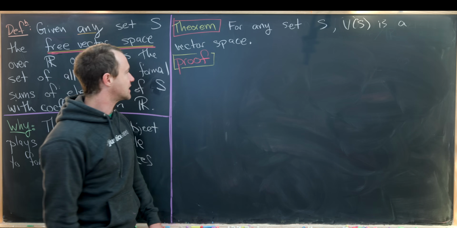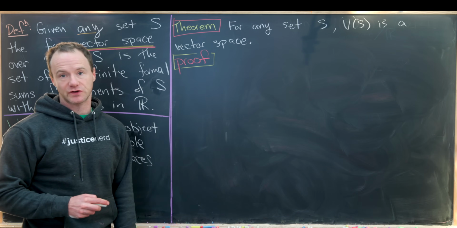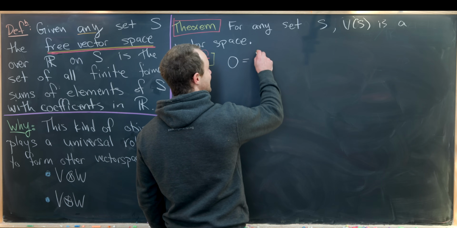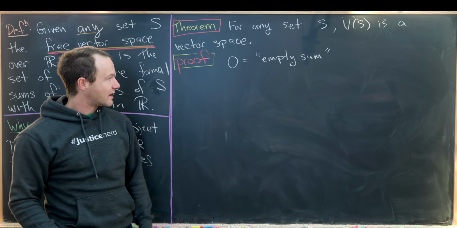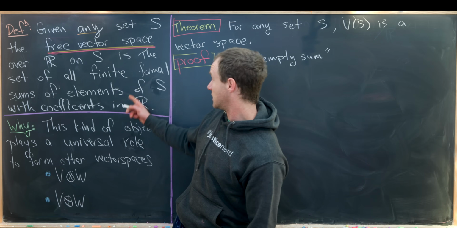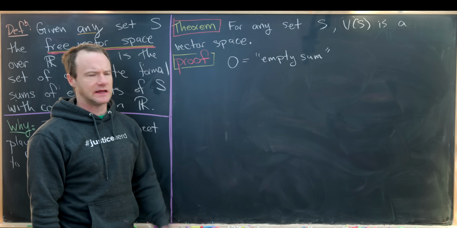Okay, so let's maybe get going here. So what is the zero element? Maybe that's our first question. And the zero vector here will just be the empty sum. So what do I mean by the empty sum? Well, that's the sum with no elements. Well, that's definitely a finite formal sum of elements in S. We're just not adding any of them together.